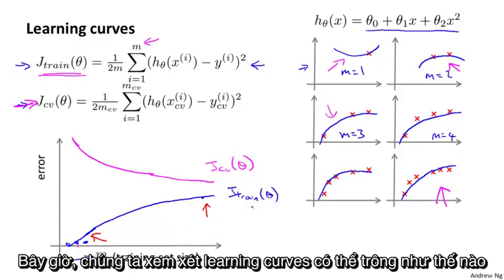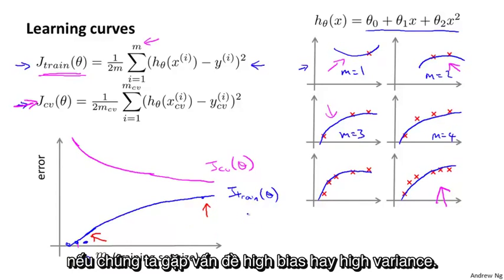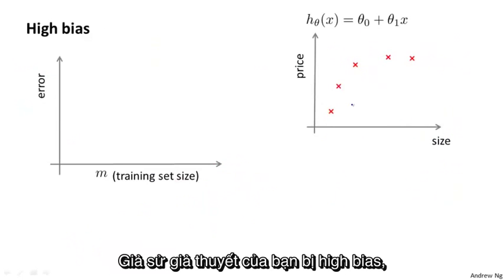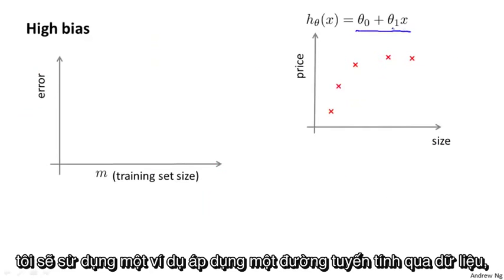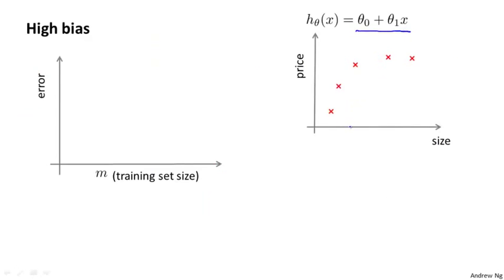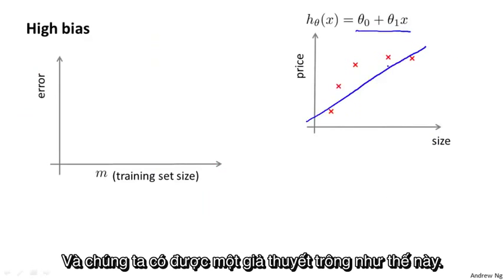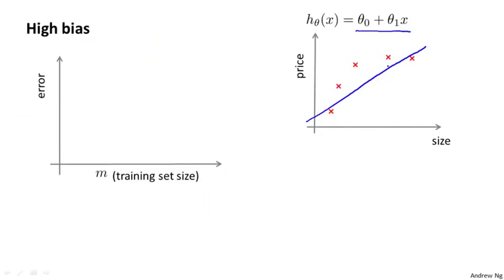Now, let's look at what the learning curves may look like if we have either high bias or high variance problems. Suppose your hypothesis has high bias. To explain this, I'm going to use our standard example of fitting a straight line to data that can't really be fit well by a straight line. So we end up with a hypothesis that maybe looks like that.